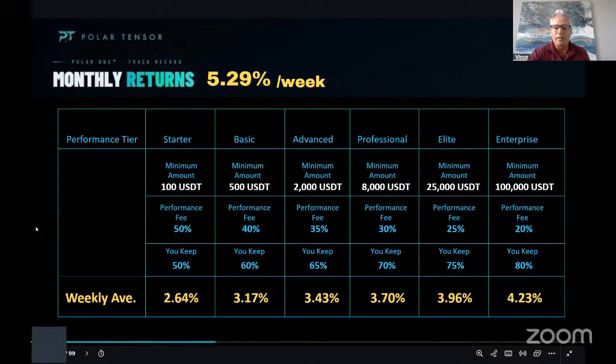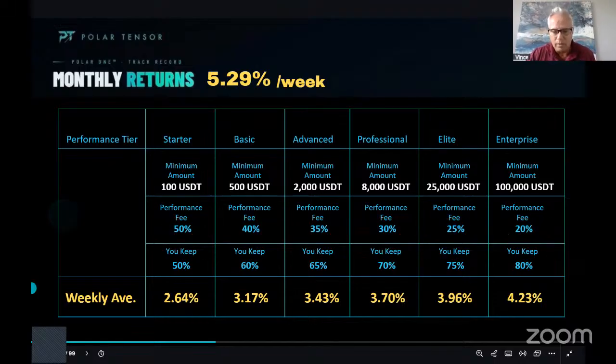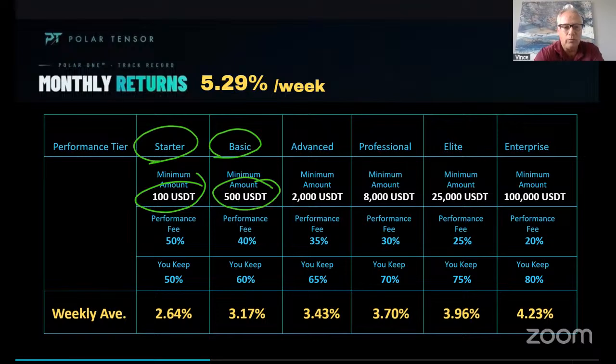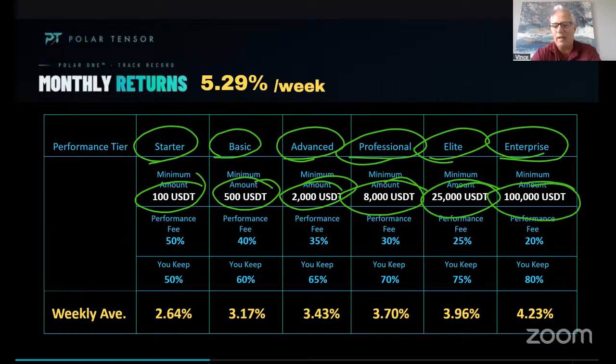Then basic, let me draw on the screen again. Starter, $100. Basic, $500 to $1,999. Advanced, $2,000. Professional, $8,000. Elite, $25,000 to $100,000. And then enterprise is $100,000 or more.